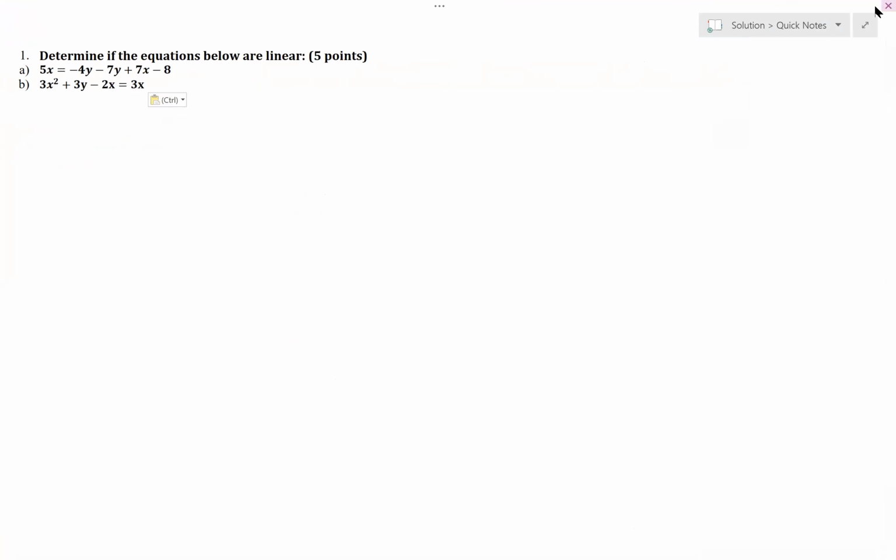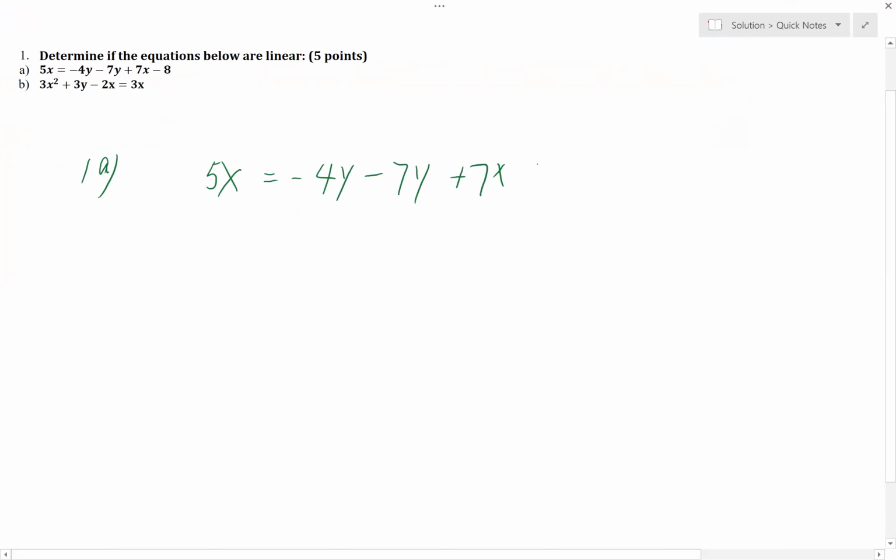So basically, in order to determine whether or not they are linear functions, you just solve for y. For 1a, you write the equation and combine the like terms on the left and right. On the right hand side, we have like terms, so combine those. 5x equals negative 11y, adding 7x minus 8. From there, we're going to move 11y to the right, so adding 11y.